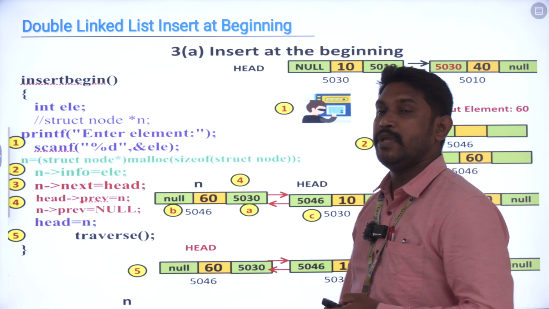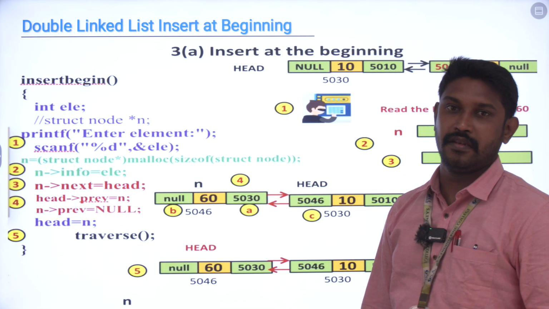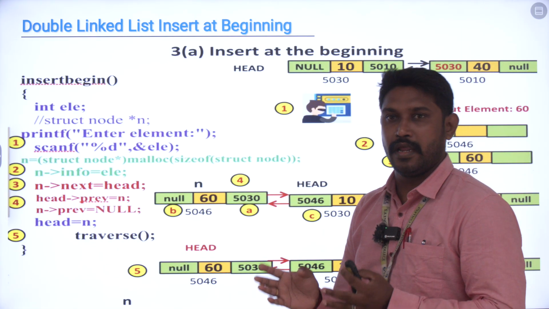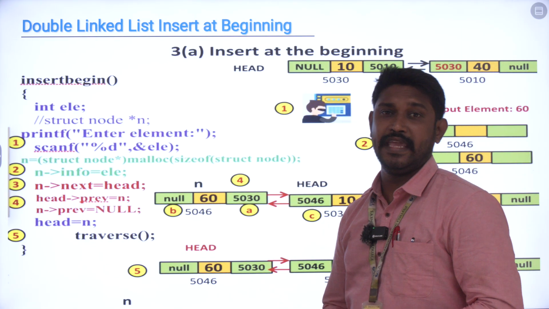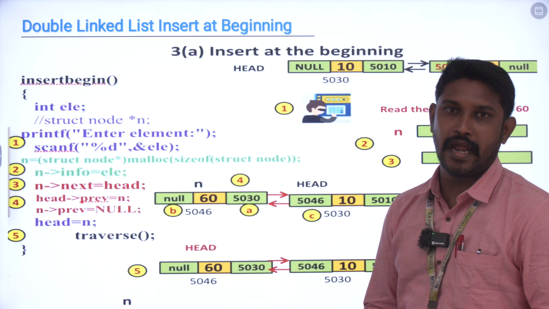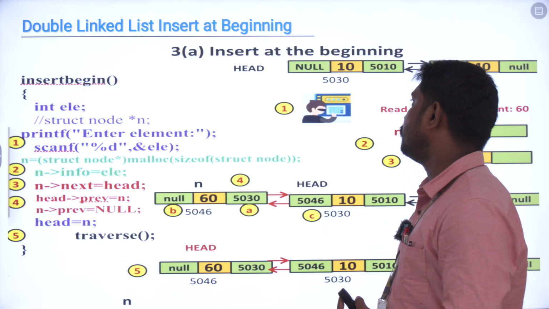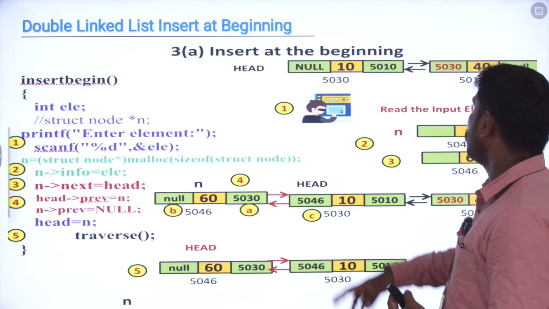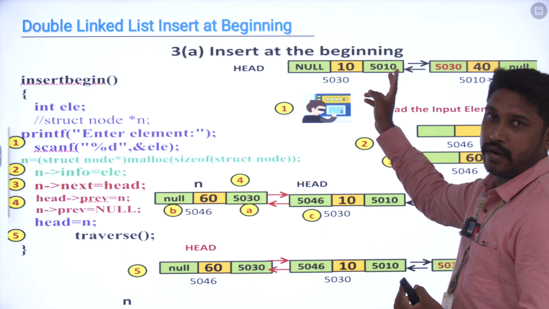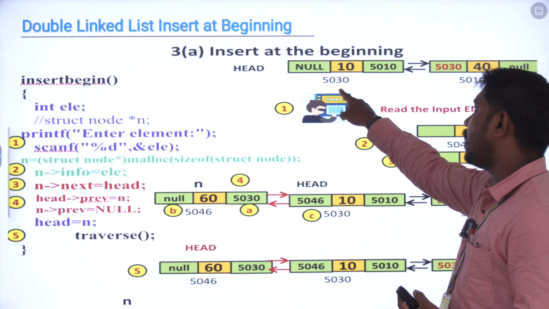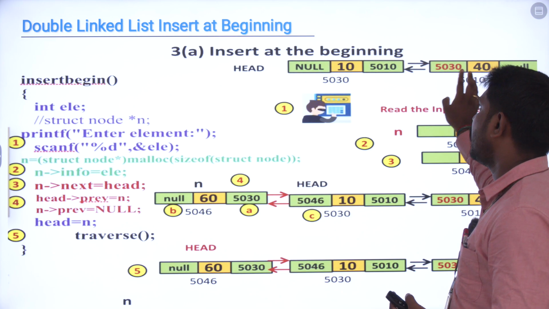Next I am going to insert. So far we have seen how to create a single node and how to create multiple nodes. Next I am going to insert a node at the beginning. How are we going to insert the node? Let us consider a simple example. We have two nodes already, node 10 and node 40. Node 10 is stored in an address and node 40 is stored in an address.